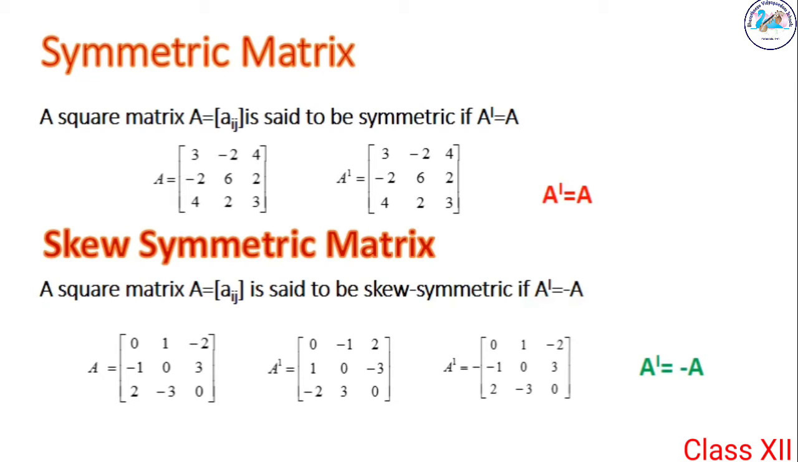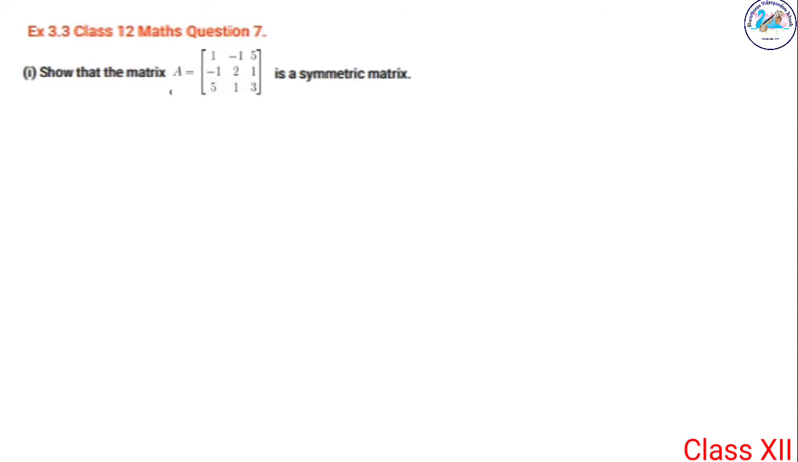So just go through it and keep the conditions in mind. Now we will move on to the exercise questions. The first question, that is question number 7 from your textbook exercise. Show that A, a 3 by 3 matrix, is a symmetric matrix.